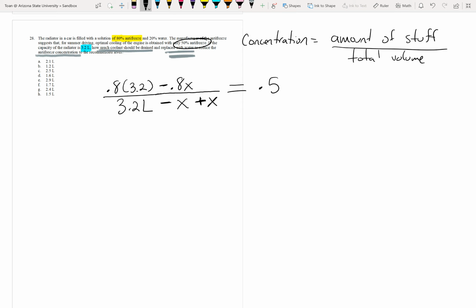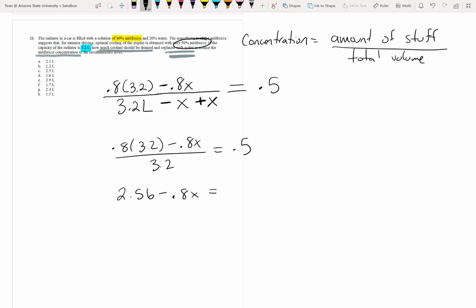Of course, the x's and the denominators cancel out, so 0.8 times 3.2 minus 0.8x over 3.2 equals 0.5. That is really the equation that you're solving. So just go ahead and do math. So the first thing we're going to do is multiply both sides by 3.2 to get rid of the fraction. And at the same time, let's take 0.8 times 3.2. So this guy here is 2.56 minus 0.8x equals, and I'm going to multiply the 3.2 over.